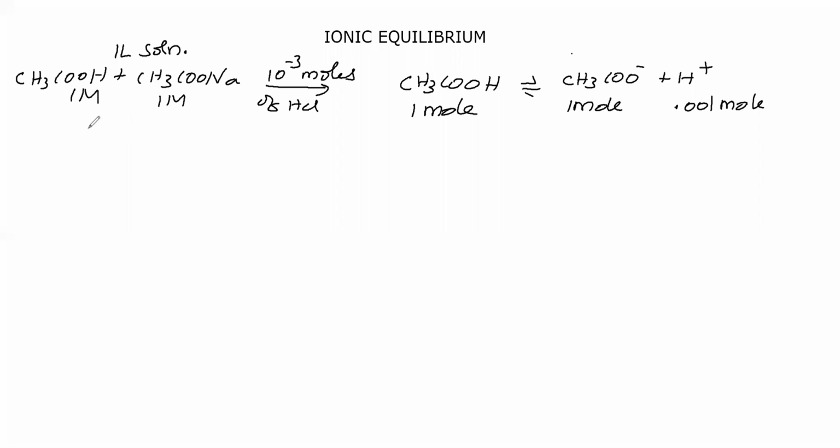In this buffer solution, H plus ions are present, and OH minus ions are also present. Now we are adding HCl into this buffer solution. HCl gives H plus ions into the buffer solution. The buffer solution removes the added H plus ions. This buffer solution removes the H plus ions provided by the HCl.